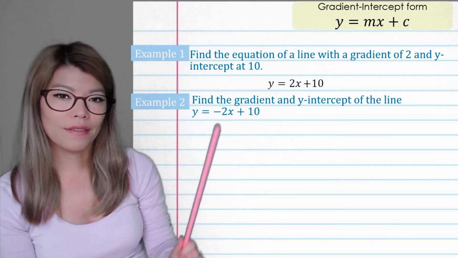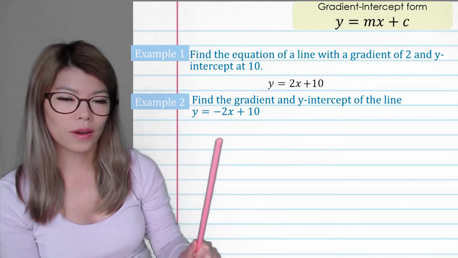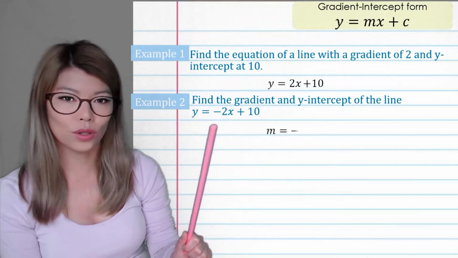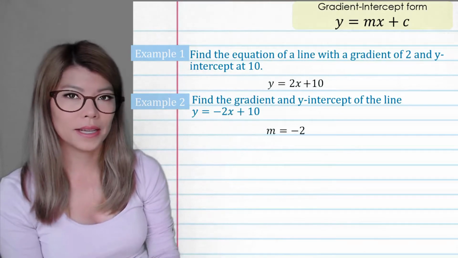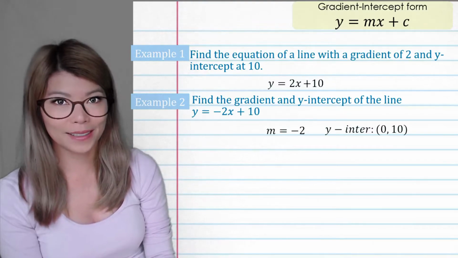Example 2, find the gradient and y-intercept of the line. So here we have the equation. So the gradient is the number next to x, so minus 2, and the y-intercept is the number by itself, so 10, or 0, 10.